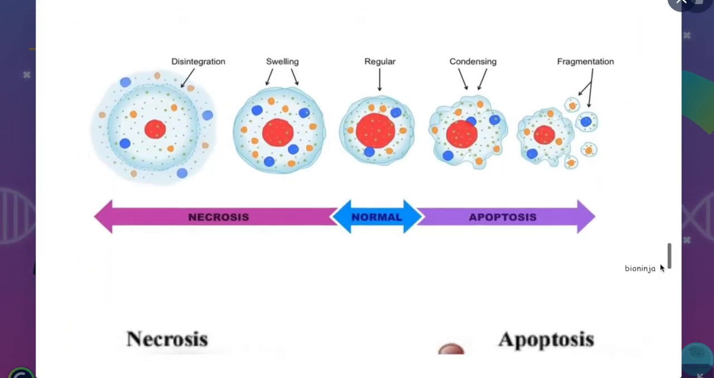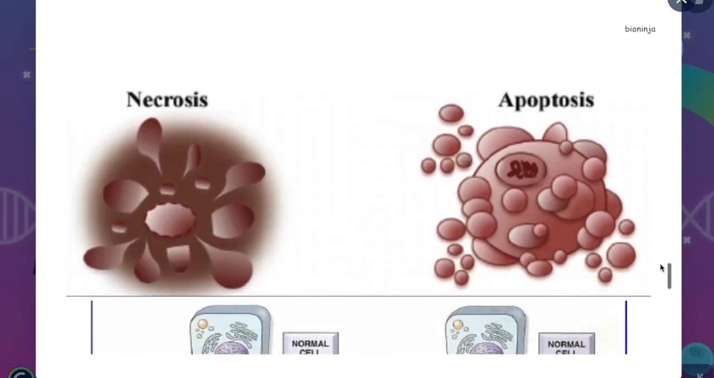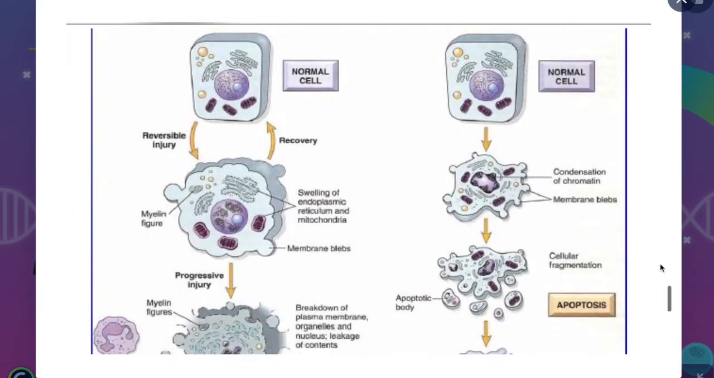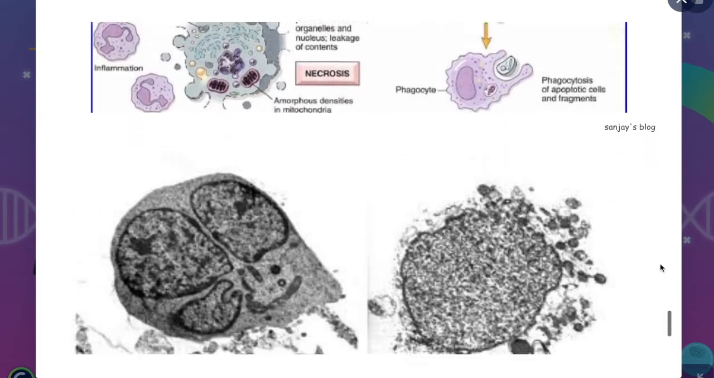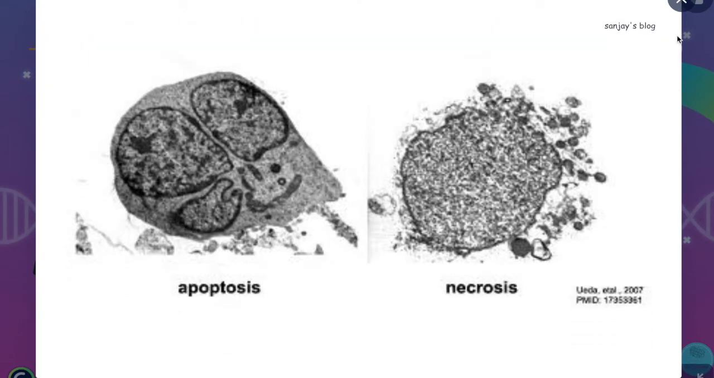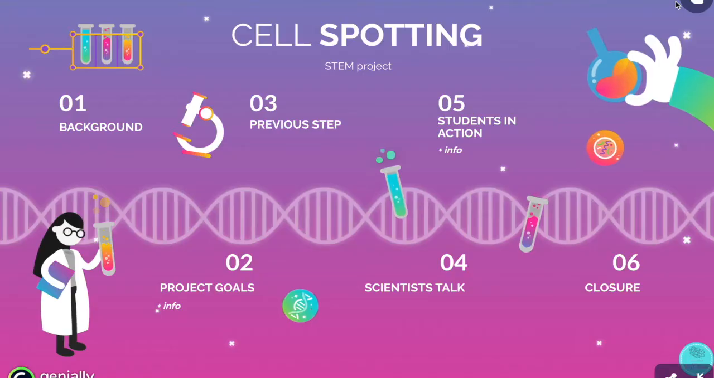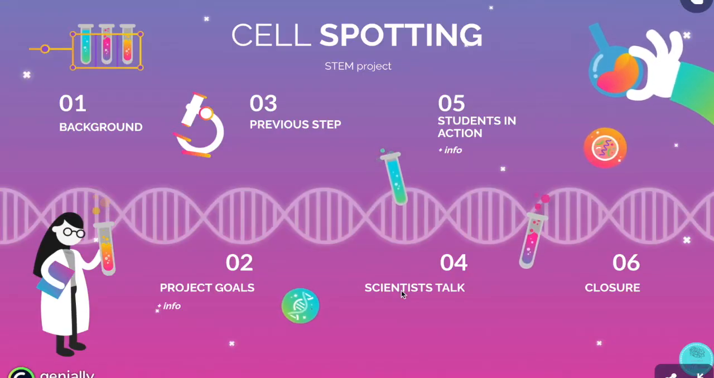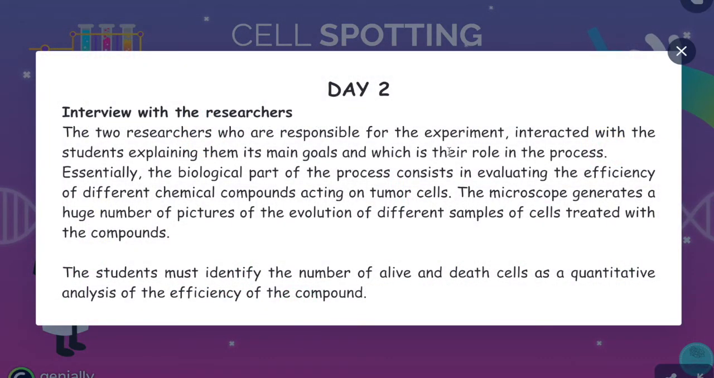I show them different kinds of diagrams and then actual pictures. Basically, I focus on the anatomical differences between apoptosis and necrosis. The second day, we had a meeting with the scientists who developed Cell Spraying. The scientists gave students an overview of the project.